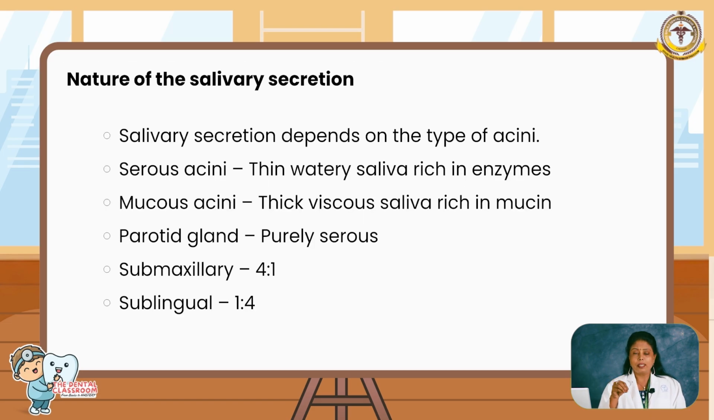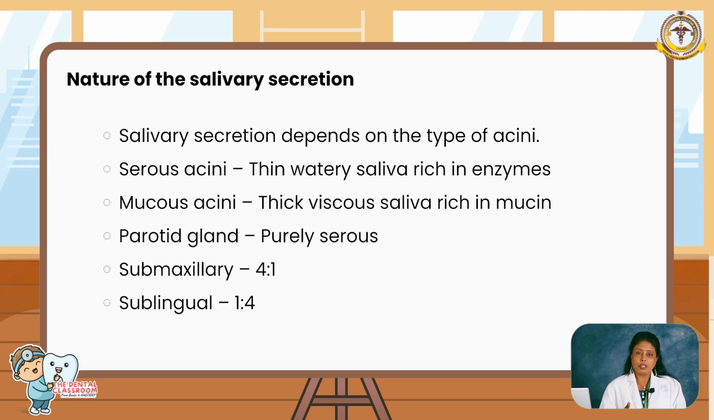Depending on the acini, we have the salivary secretion nature. For thin watery salivary secretion, we have serous acini. For thick secretion, we have mucous acini. So, only 2 types of acini are present in the salivary gland: serous acini and mucous acini. Serous acini will produce thin watery saliva which is rich in enzymes. Mucous acini will produce thick viscous saliva rich in mucin.